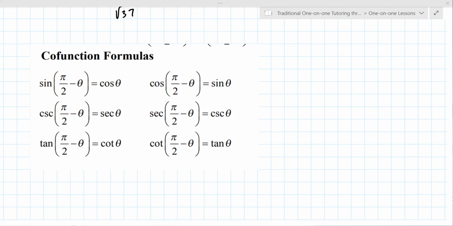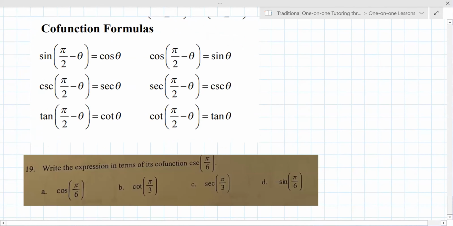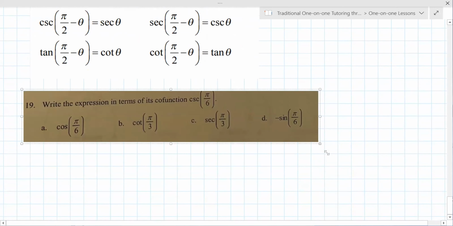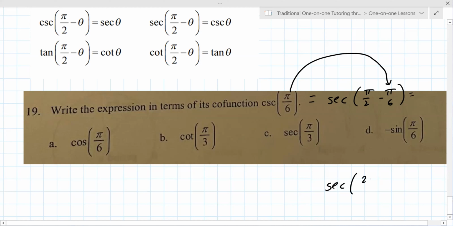So when you're in your problem, you're given cosecant. Now I know I've got it up here, but the reciprocal of cosecant is secant, or the matching one here. So this is secant, and then it's pi over 2 minus pi over 6. See how this angle just plops right in there? So this is 3 pi over 6 minus pi over 6. That's 2 pi over 6. So it's the secant of 2 pi over 6, which is the secant of pi over 3.